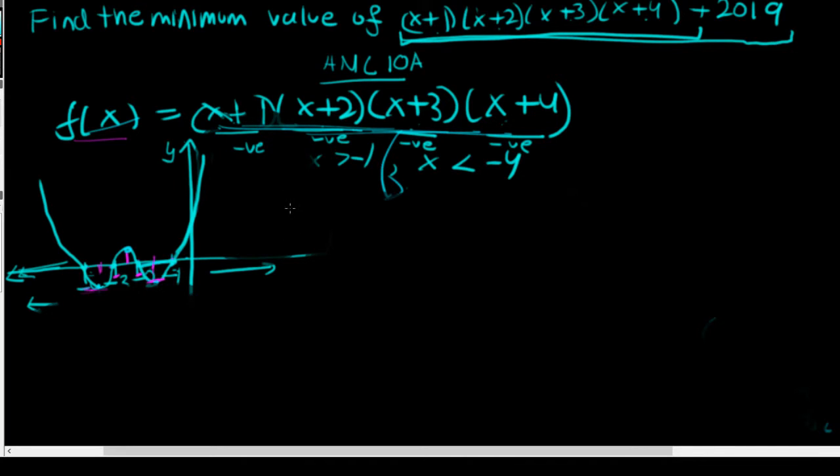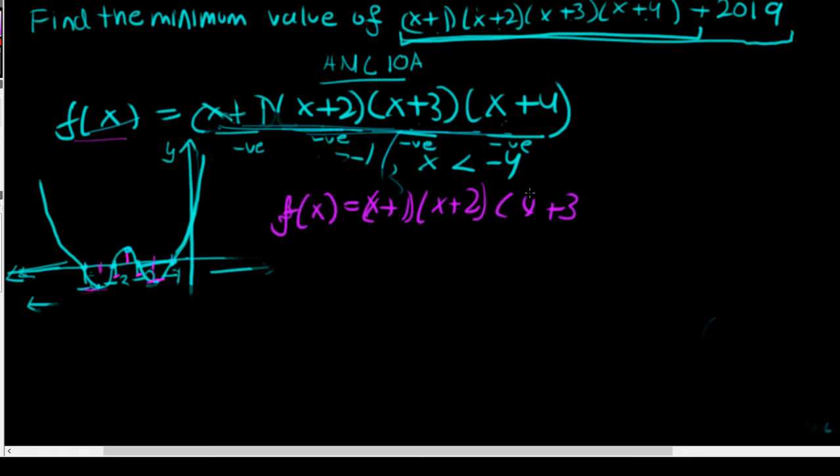So let's start. f of x, I'm just going to use a different color because I've been using the same color throughout. I like to change my colors. So I'm going to use probably a purple color. Yeah. So f of x is (x plus 1)(x plus 2)(x plus 3)(x plus 4). And in order to convert it into a quadratic, I club these two terms together.